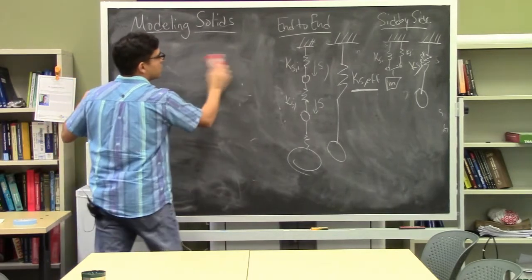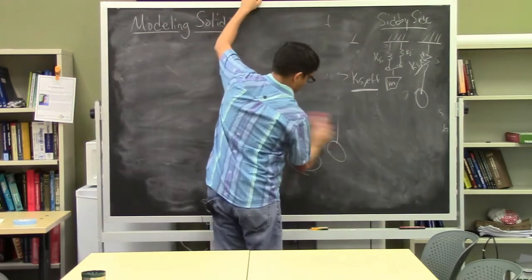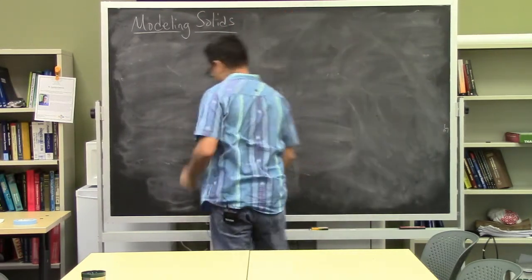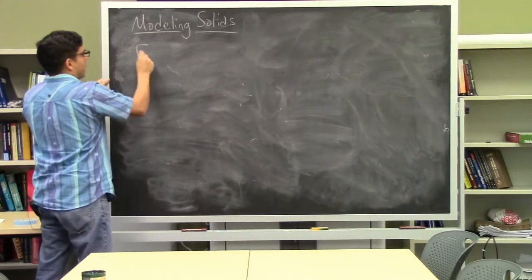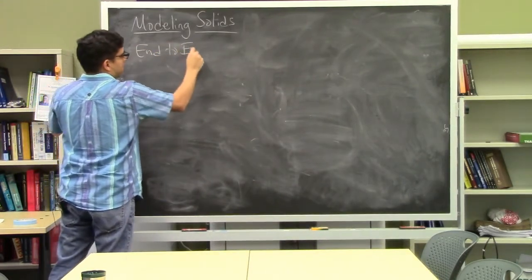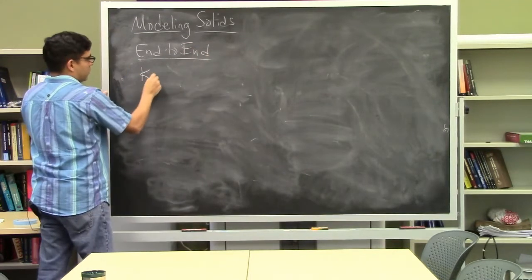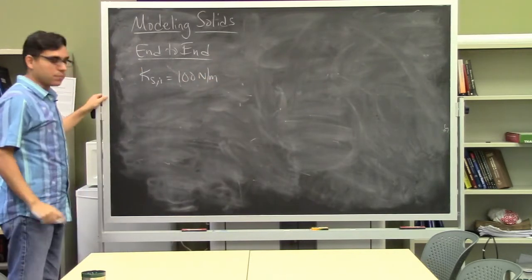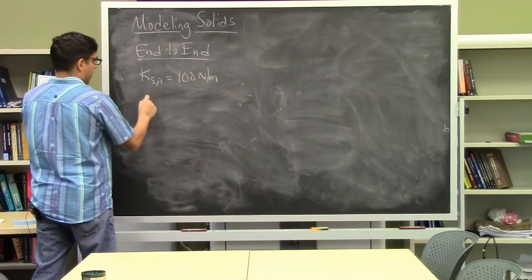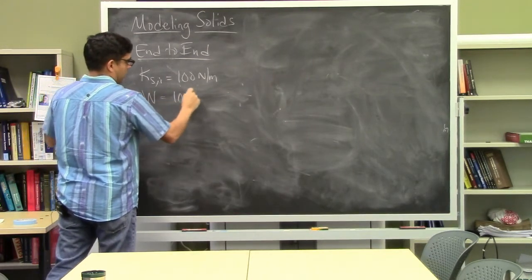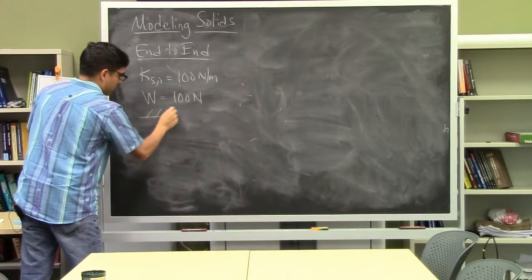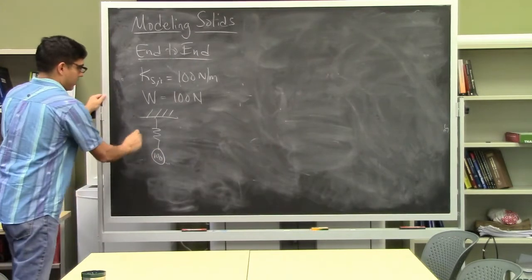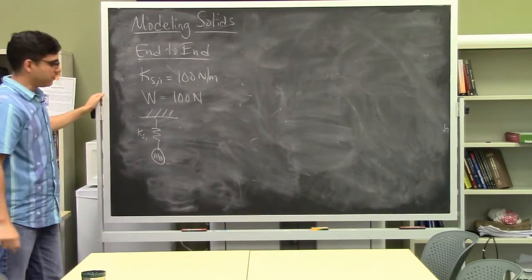So we'll first look at the idea of connecting springs end to end. So let's say your interatomic spring stiffness is 100 newtons per meter. Let's just make it really simple. Now, if I attach a mass that has a weight of 100 newtons to the end of such a spring, right? I can tell you exactly how far this guy stretches.